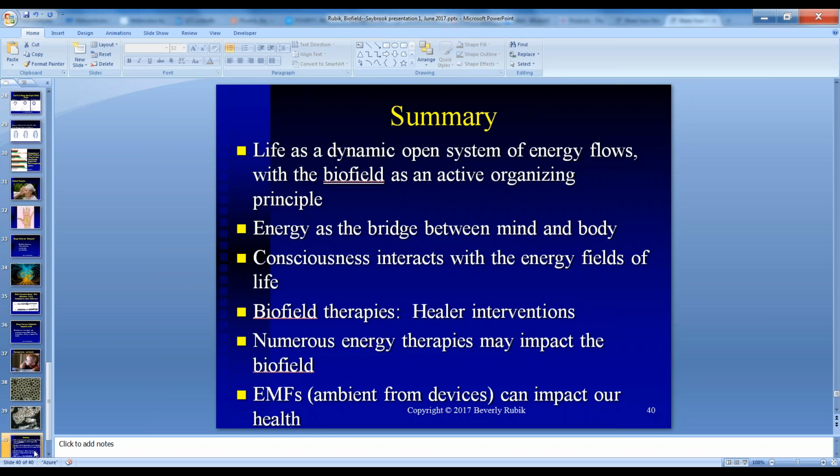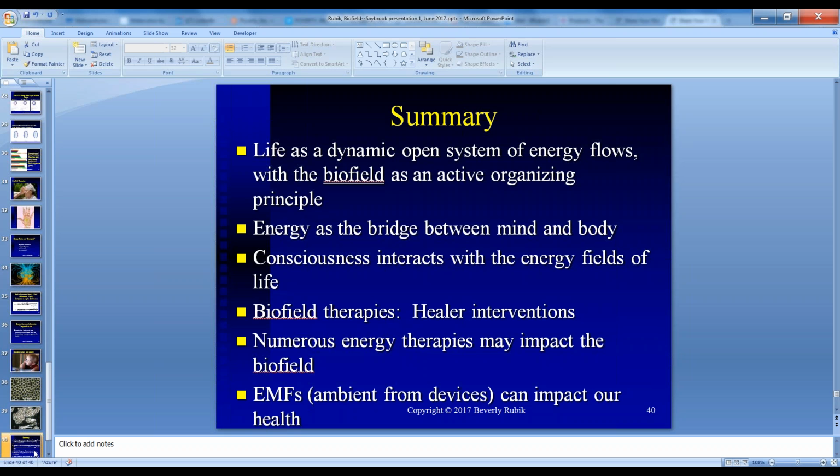So let me summarize. This is my last slide. We talked about life as a dynamic open system of energy flows, with the biofield as an active organizing principle. And that is the centerpiece for understanding how energy medicine works, because any energy is going to make a subtle shift in the biofield, which will then go on to make a change in the flesh and blood over time. If the biofield change is sustained, then the flesh and blood will follow.